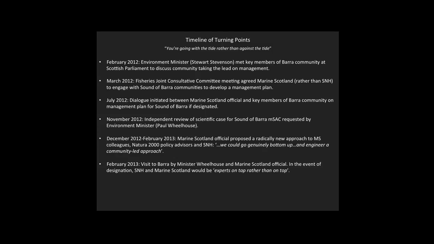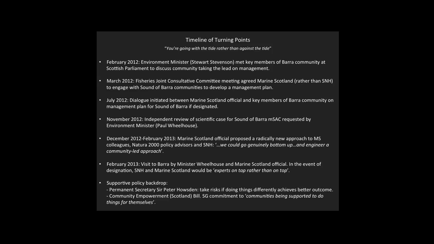So in one sense he was delivering quite unwelcome news, but it was interesting how well the actual meeting went. So again, there had been a change in rhetoric at this stage. There was something different happening in the process, and Marine Scotland specifically referred in this meeting to SNH and Marine Scotland going forward as being experts on tap rather than on top, so the community would be in the lead. Now, it's also interesting to note there was a very supportive policy backdrop to these changes, one of which was pointed out to me by the Marine Scotland official.